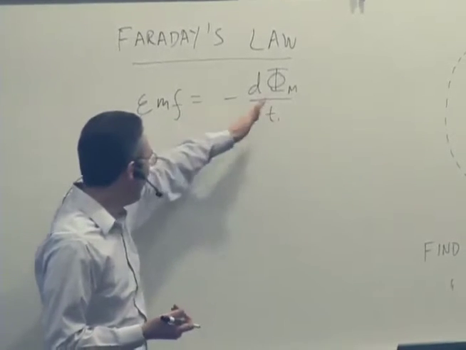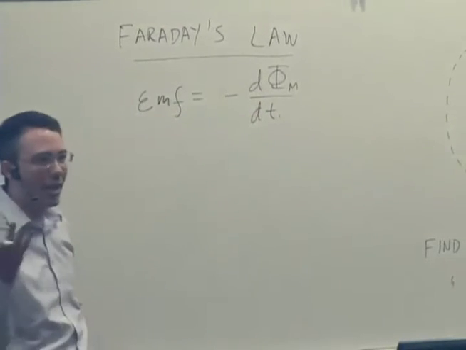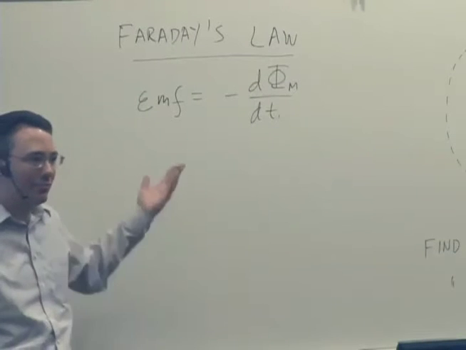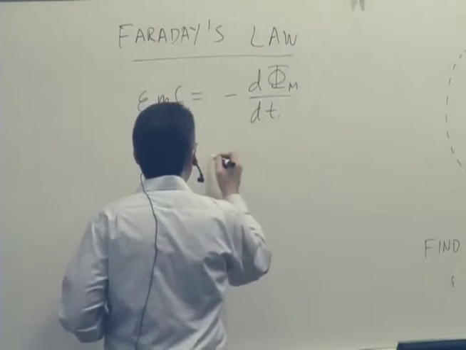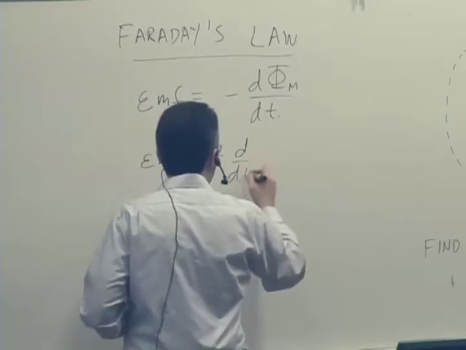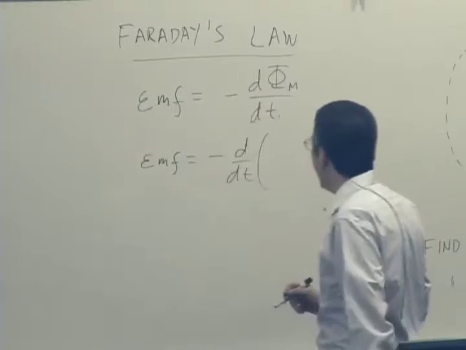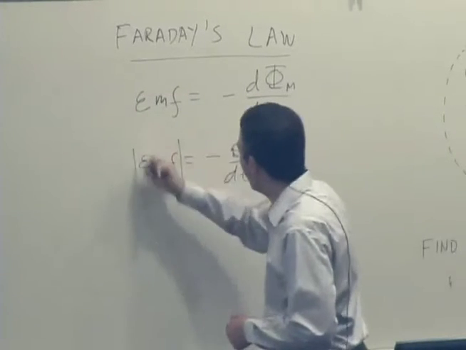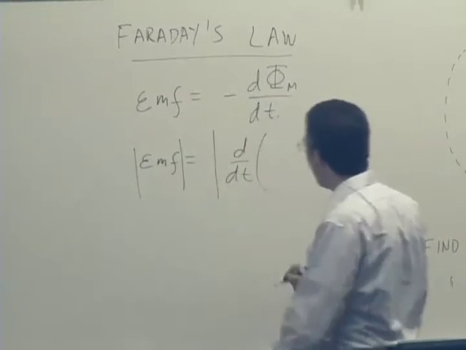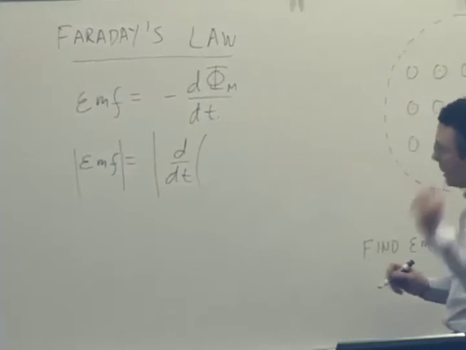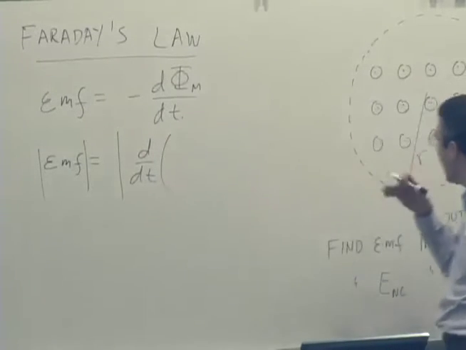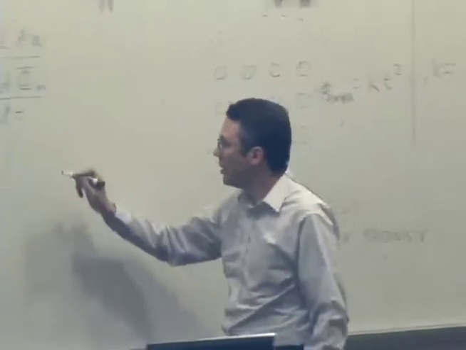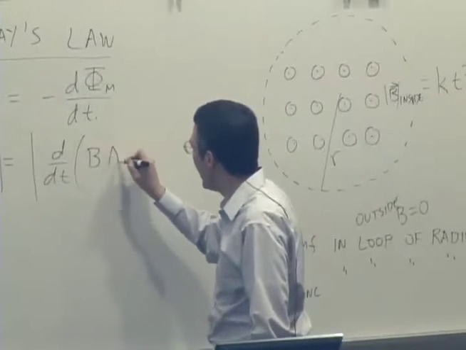EMF is equal to the negative of the derivative of the magnetic flux. What could I just do? Take the derivative, right? I can say that the EMF is equal to negative d/dt. And by the way, let's just look at the magnitude, and we'll get the direction later. So I'm not going to worry about the sign yet. EMF is going to be equal to the derivative with respect to time of the magnetic flux. This is a uniform magnetic field over this circular area, so that's just going to be B times A for my flux.